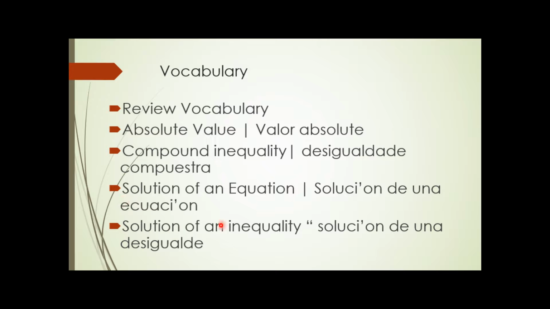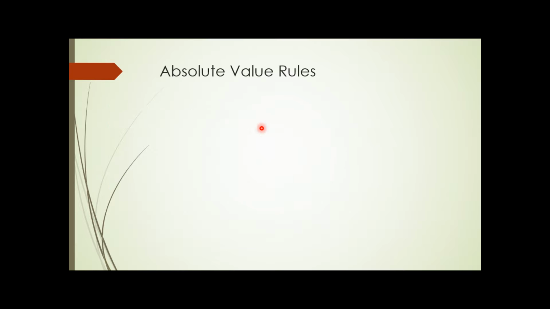Solution to an equation, solution to an inequality. Those are the only ones that are kind of different. We have solution to inequality, equation, we've been doing that, compound, doing that. This is the only one that might be a little bit fuzzy, so let's have a look at that. The absolute value rules.